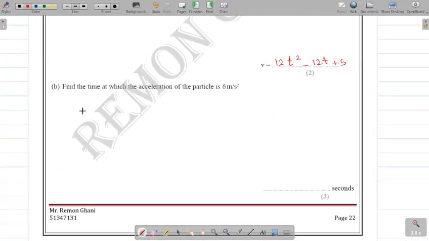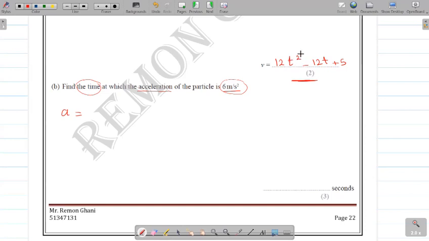Then part B, find the time at which the acceleration of the particle is 6 meters per second squared. So that means that I need to find the acceleration firstly, then after that I will find the time. How can I get the acceleration? The acceleration is the differentiation of the velocity. So I will differentiate the expression I got in the answer of part A.